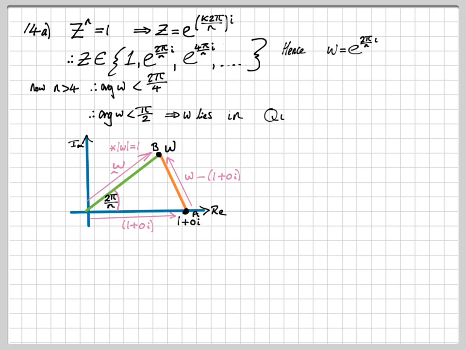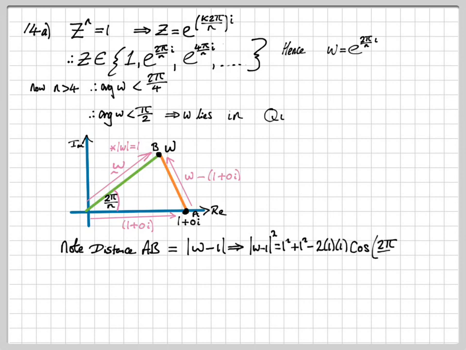And importantly, the fact that AB could be considered as the vector journey W minus 1 plus 0i. In other words, if you start at the point A and travel back to 0 plus 0i, you would do so by doing minus 1 plus 0i, and then you would add W on, and that would take you up to B. So we can say that we know the distance AB is the same as the modulus of W minus 1, and of course we can find that simply by using the cosine rule.